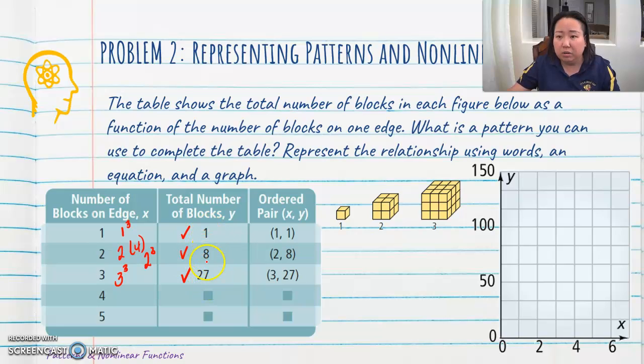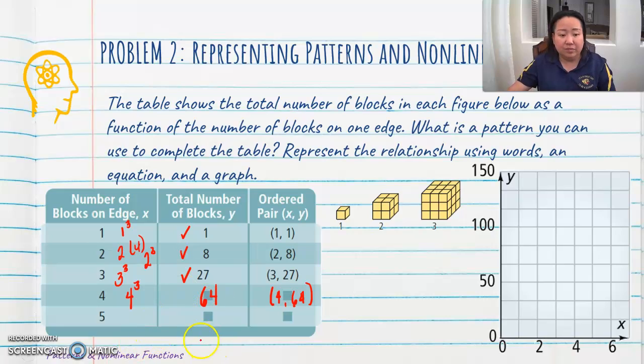So as you can see, because all of these 3 outputs here can be generated if we cube our number of blocks on the edge, then we can conclude that this missing number here could be 4 to the 3rd power. And what will be 4 to the 3rd power? So that's 4 times 4, 16 times 4, which is going to be 64. Okay, so if there are 4 blocks on the edge, there's going to be a total of 64 blocks all in there.